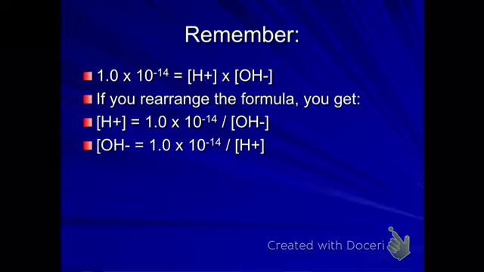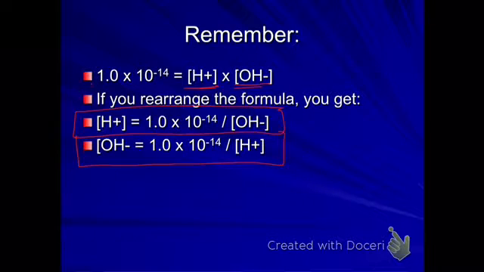So here are some very, very important relationships to understand. 1.0 times 10 to the negative 14 will be equal to your H plus ion concentration times your OH minus concentration. And that's true for pretty much any acid or base. So we can compare the H plus and the OH minus. And also, if you rearrange this formula, you can solve for your H plus ion and your OH minus ion concentration.